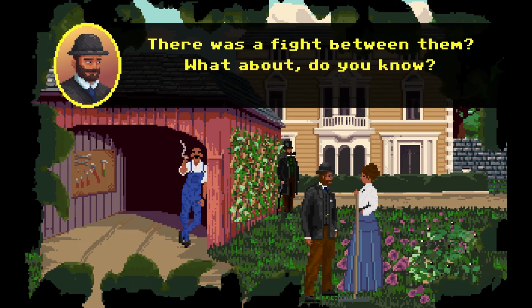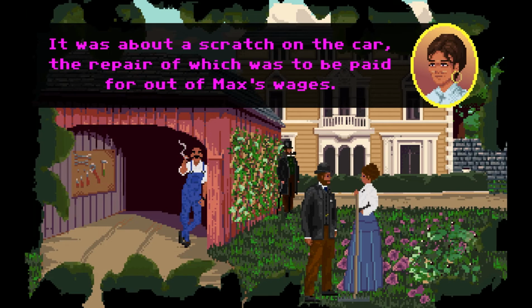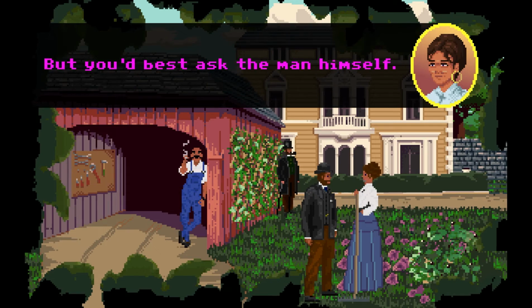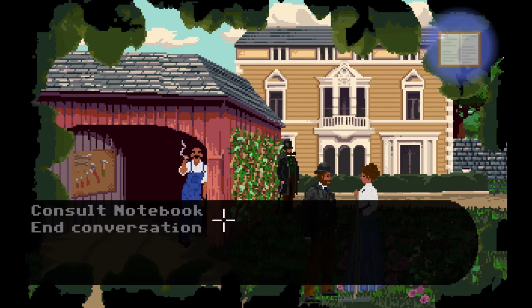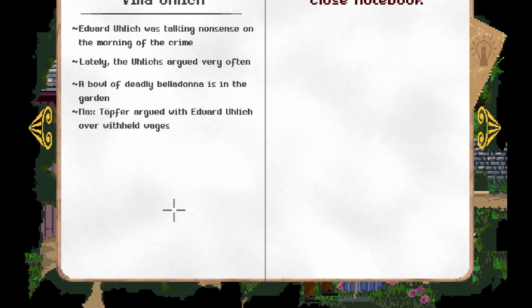Ah, es gab Streit zwischen den beiden. Worum ging es denn da? Ich glaube, es ging um einen Kratzer an dem Wagen, dessen Reparatur aus Max Lohn bezahlt werden sollte. Aber da fragen Sie den Mann am besten selbst. Okay, so they both had arguments. And they both had access to a murder weapon. So we gotta find out who would actually go through with it. Interesting.